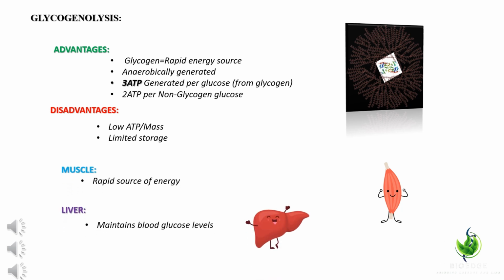Advantages and disadvantages of glycogenolysis. Advantages: glycogen gives a rapid energy source, anaerobically generated, 3 ATP generated per glucose from glycogen, 2 ATP per non-glycogen glucose. In muscle, it is a rapid source of energy. In liver, it maintains blood glucose levels. Disadvantages: low ATP and mass, and limited storage.